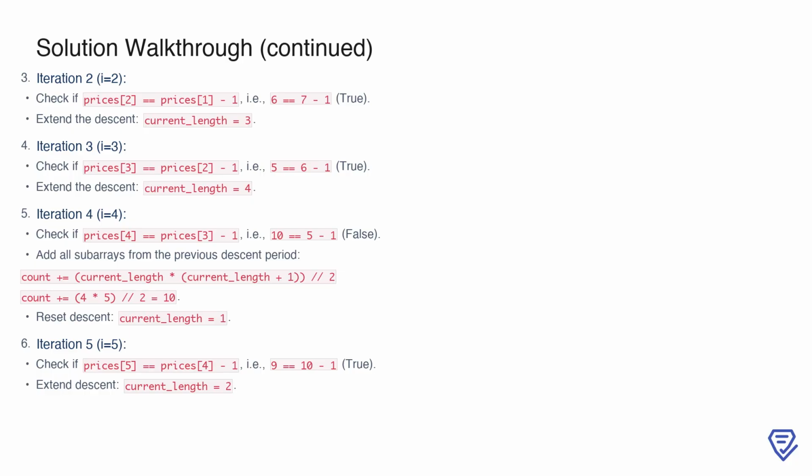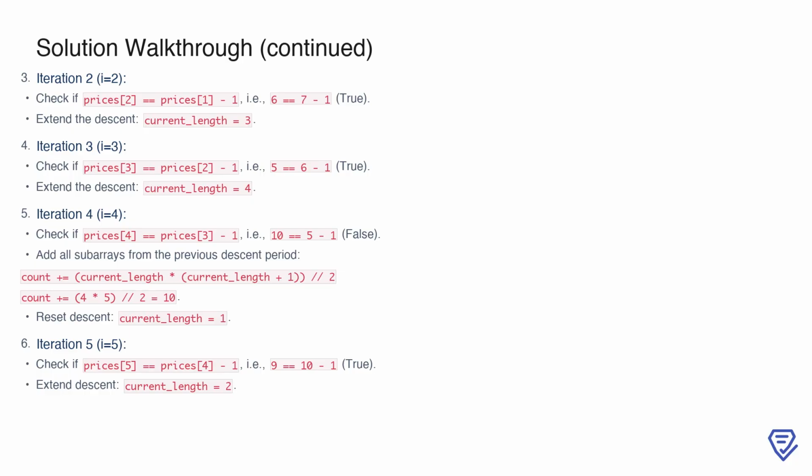At this point, we calculate the total subarrays from the previous streak using the formula current_length * (current_length + 1) / 2. For a streak of length 4, this gives us 4 * 5 / 2, which equals 10. We add this to the count and reset current_length to 1 to start a new streak.